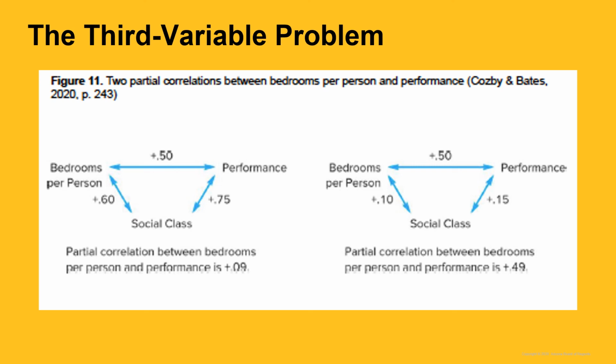From a mathematical standpoint, you can see that the partial correlation between bedrooms per person and performance in the left-hand example is actually very small, meaning that social class almost entirely explains this relationship between number of bedrooms and performance. But what if the opposite was true? If we studied this relationship and the results were different, showing that the number of bedrooms a person has wasn't strongly related to social class, and that social class also wasn't strongly related to performance, well, we would find that the relationship between number of bedrooms in the home and cognitive performance would still be very strong, and that social class would have almost nothing to do with it.